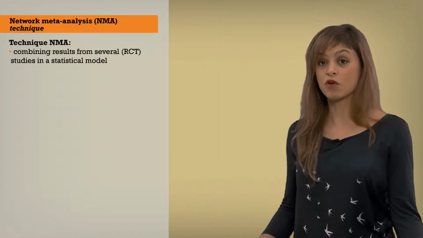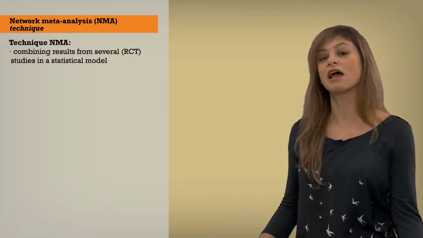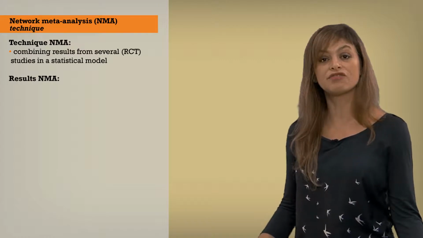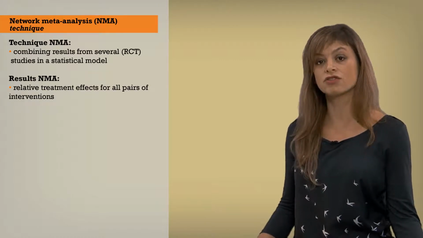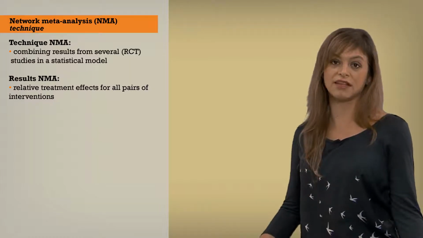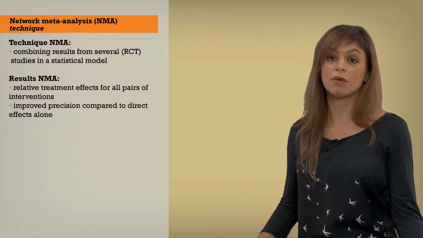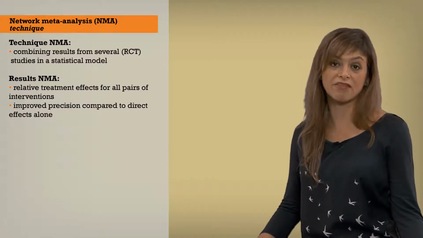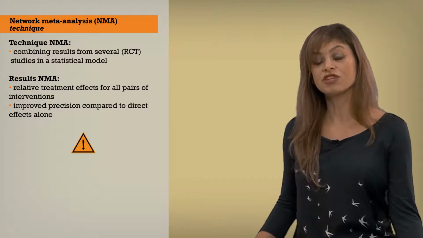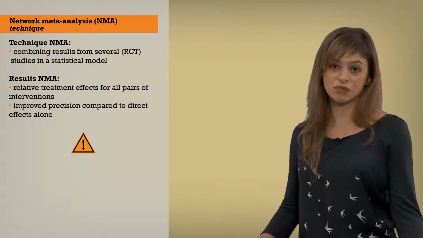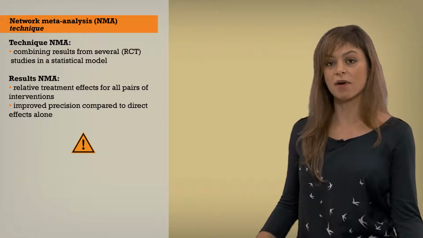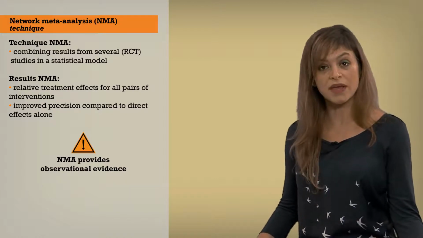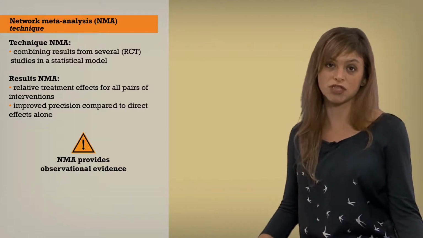A network meta-analysis formalizes this process in a statistical model and combines data from all studies simultaneously. It provides relative treatment effects for all pairs of interventions, even for those without direct evidence. It can improve power by reducing the width of the confidence intervals compared to those obtained from direct evidence alone. When relative treatment effects are estimated, randomization is preserved. However, indirect comparison and network meta-analysis provide observational evidence because treatments being compared have not been randomized across individual trials.